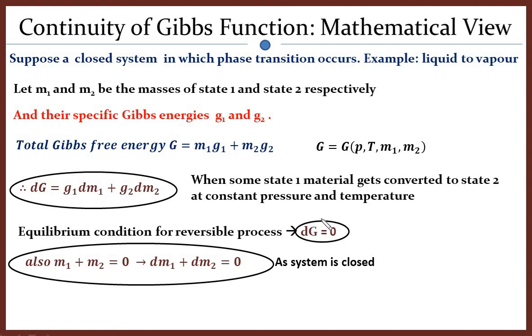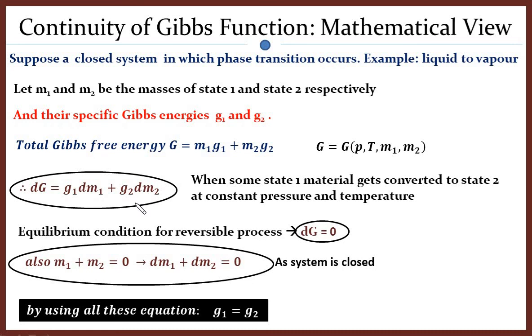If you utilize these three equations, just substitute dz equals 0 here. Substitute the condition dm1 equals minus dm2, and you will find that g1 equals g2. This means the specific Gibbs potential is continuous during this kind of phase change. So far we have proved all three conditions: Gibbs potential is continuous, there is a change in entropy and volume, and there is a discontinuity in the first order derivative of the Gibbs function.